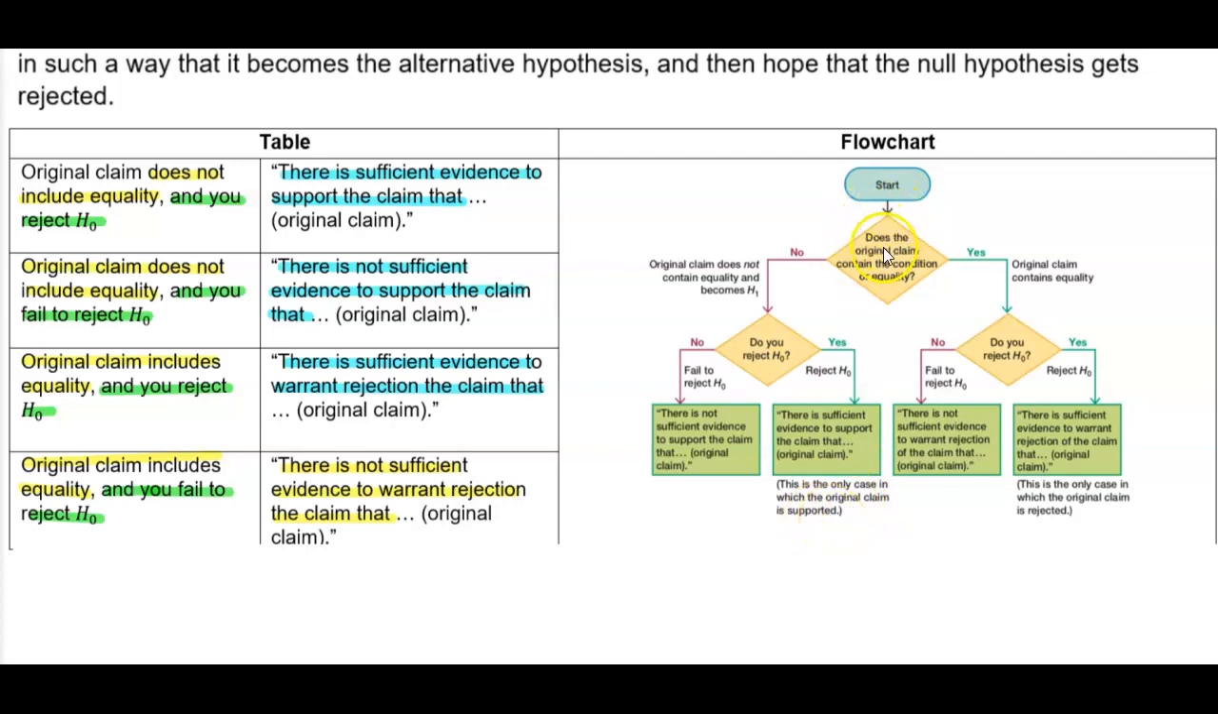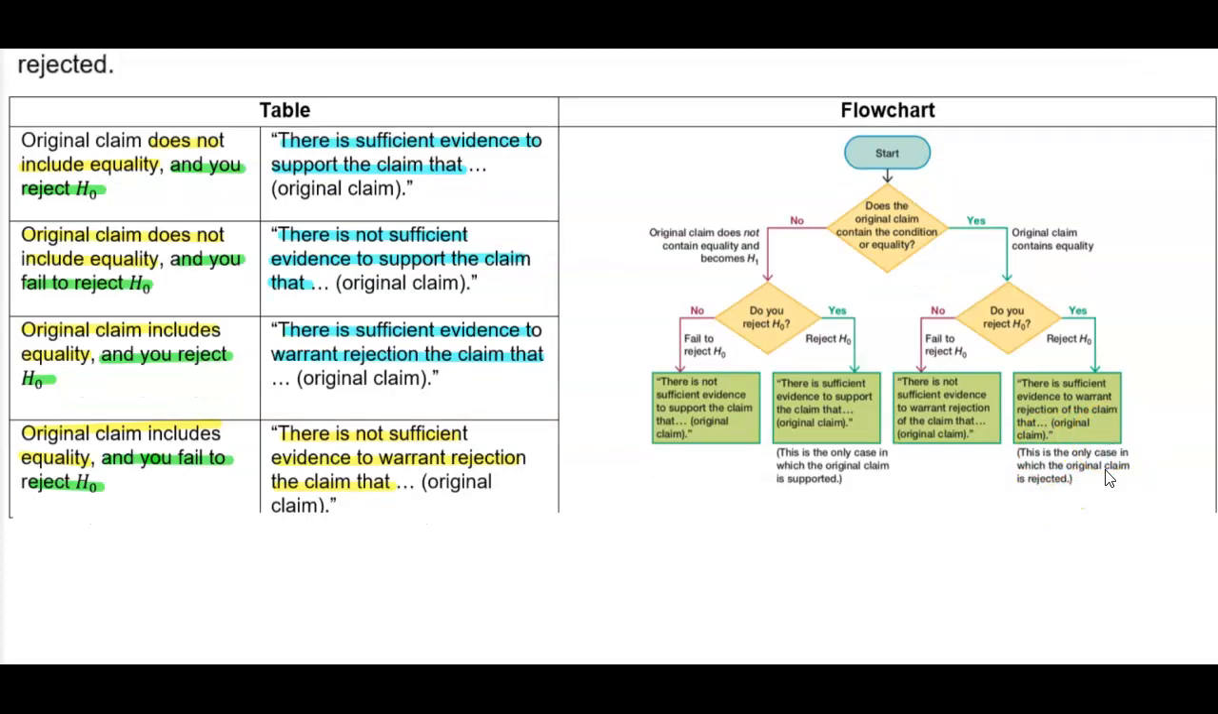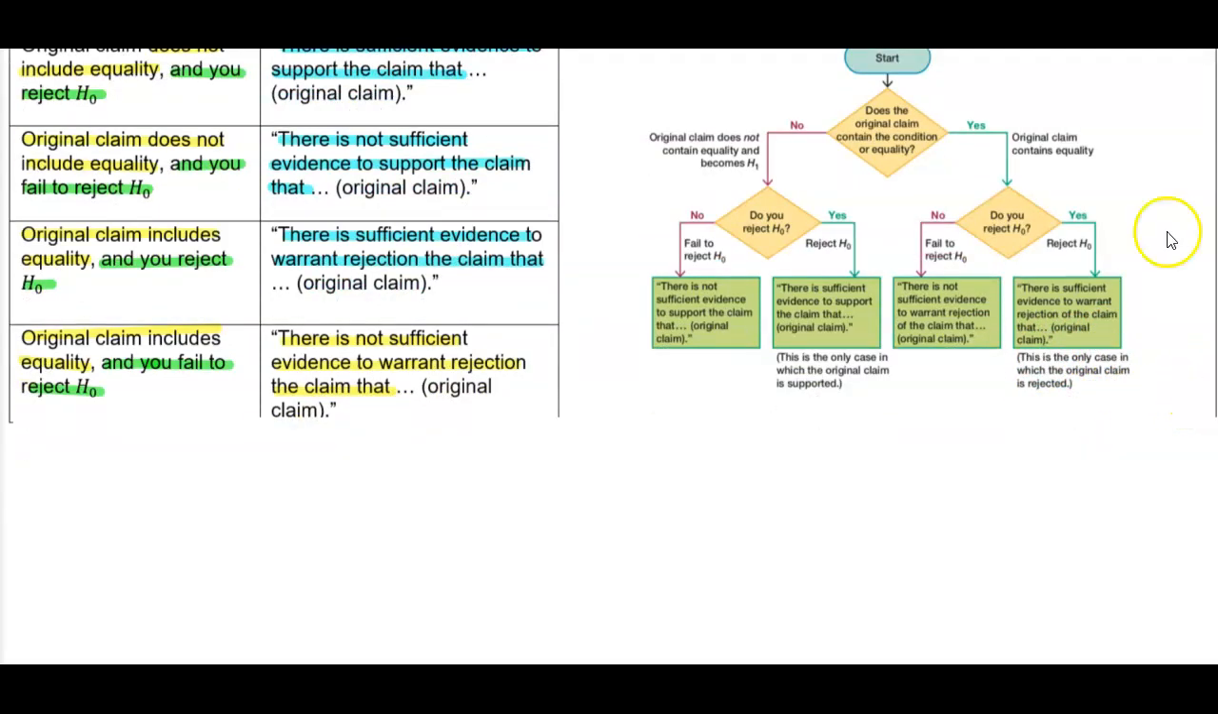Now, if we come back up here and say, does the original claim contain the condition or the equality, meaning the equal sign? If we say yes, then the original claim contained the equality. So, do we reject the null? If we said no and we failed to reject, then we would say there is not sufficient evidence to warrant rejection of the claim that, and then write the original claim. Or do you reject the claim? If we reject the null and we said yes, we reject the null, then we would say that there is sufficient evidence to warrant rejection of the claim that, and then write the original claim. And this is the only case in which the original claim is rejected.